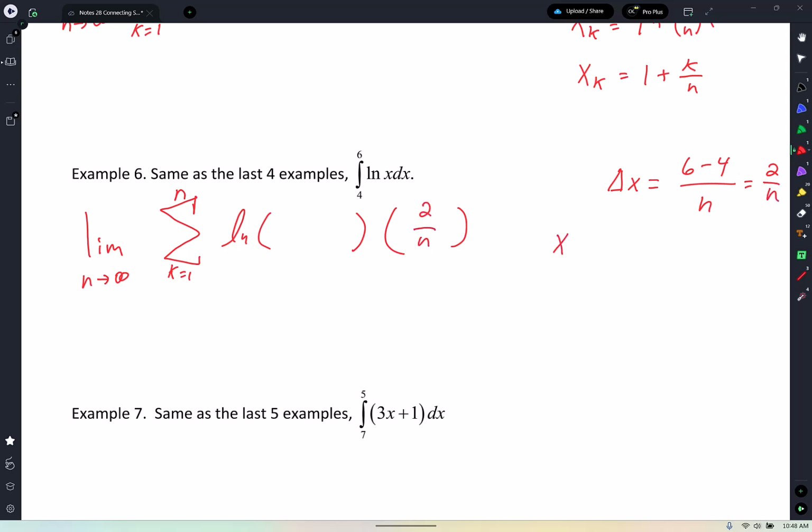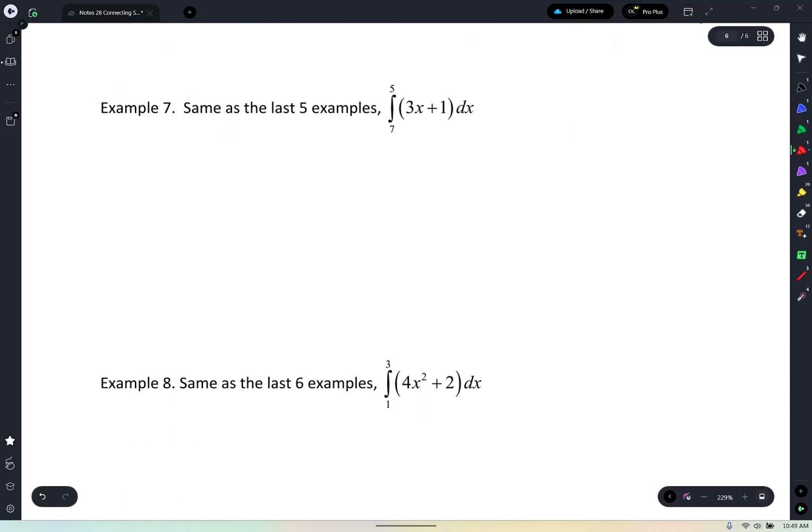And then your x of k. X of k. What's my lower limit? 4 plus 2 over n times k. So 4 plus 2k over n will tell you any x value. So wherever you see x, that's where you plug it in. 4 plus 2k over n. Yeah, all these are indicative of which one? LRAM or RRAM? RRAM. These are all RRAM, guys. All of these. All right, next one.